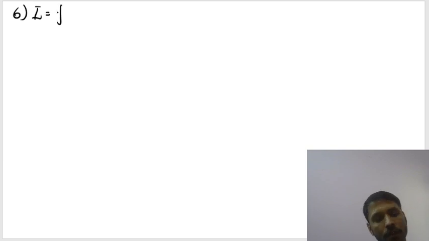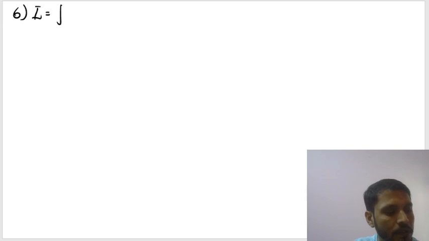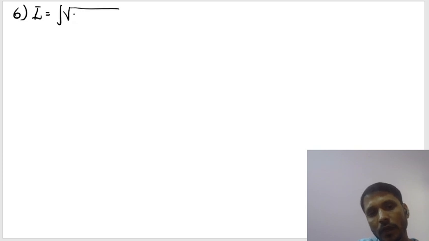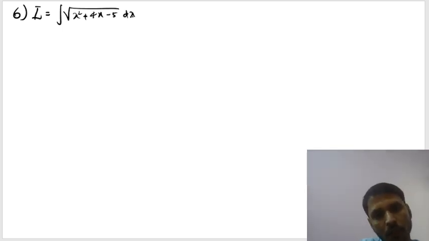So the question number 6, let I is equal to what we have given here: integration of under root of x square plus 4x minus 5 into dx. Here also we need to complete the square first.